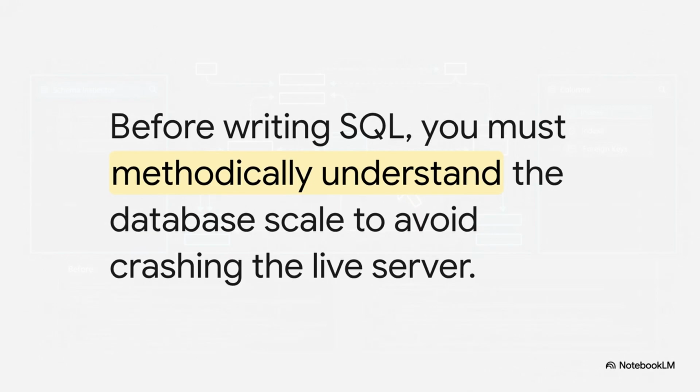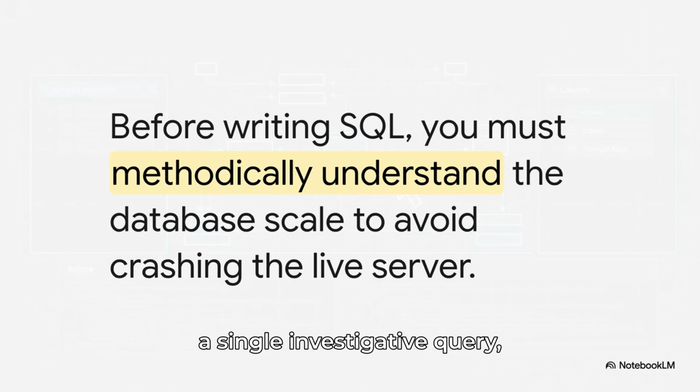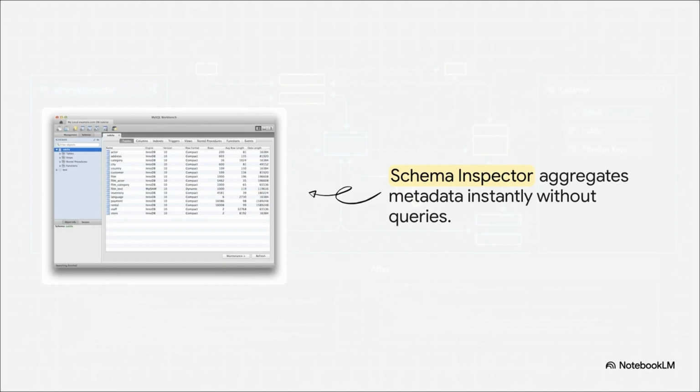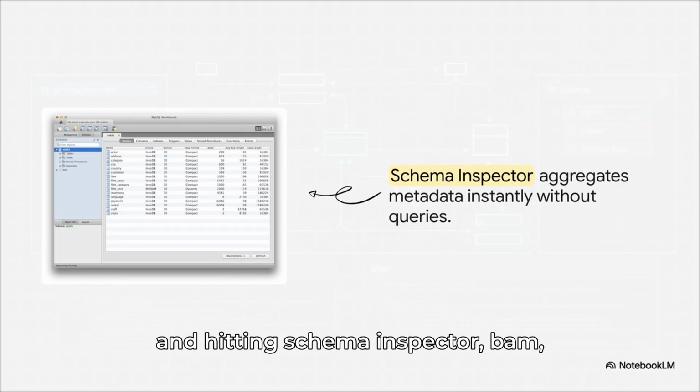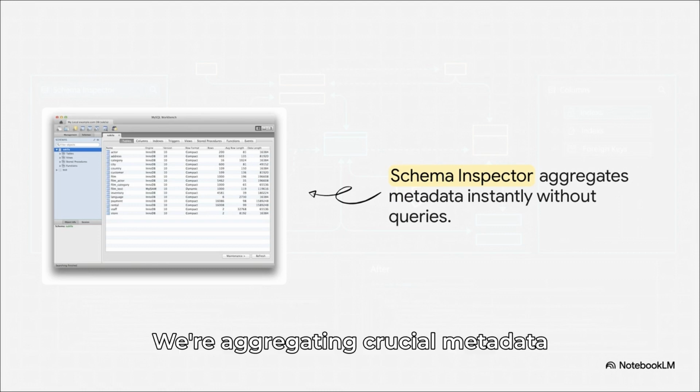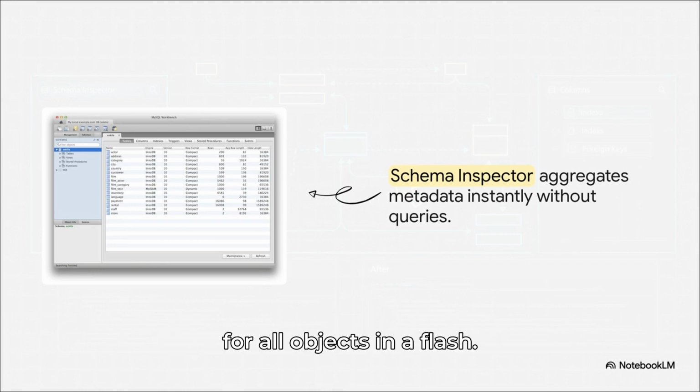Okay, step 1. Assess the database scope. Because before we even think about writing a single investigative query, we absolutely must methodically understand the sheer scale of the system. We definitely don't want to accidentally crash the live server, right? So, check this out. By simply right-clicking the schema in the Workbench navigator and hitting Schema Inspector, bam, we instantly get a bird's-eye view. We're aggregating crucial metadata for all objects in a flash. No queries needed, just a unified set of grids revealing everything about the Sakila sample database. It takes mere seconds to compile what would normally require dozens of individual show table statements.